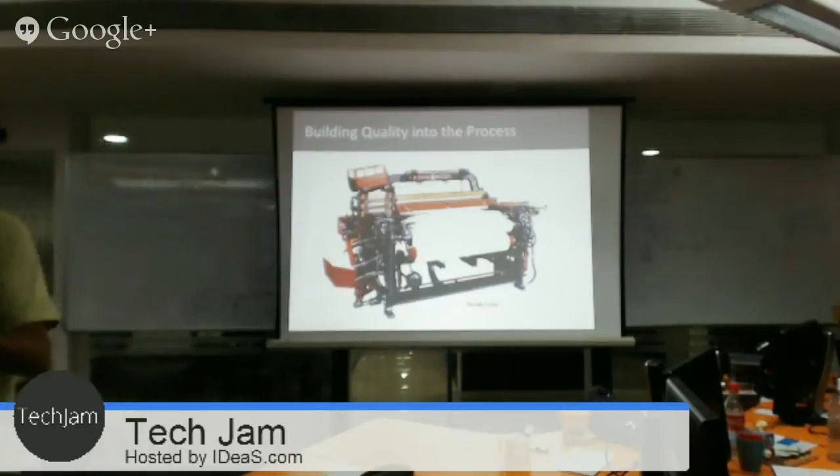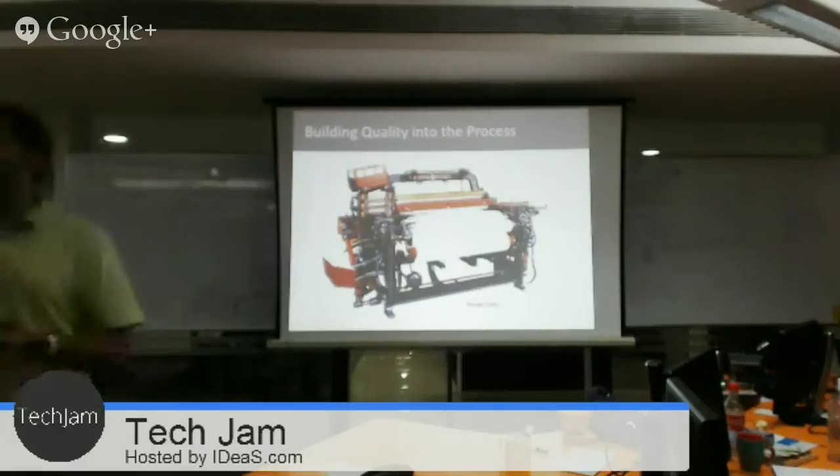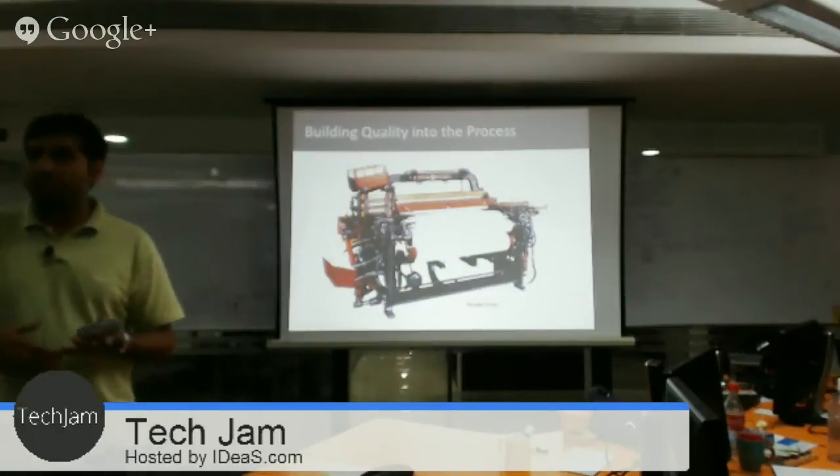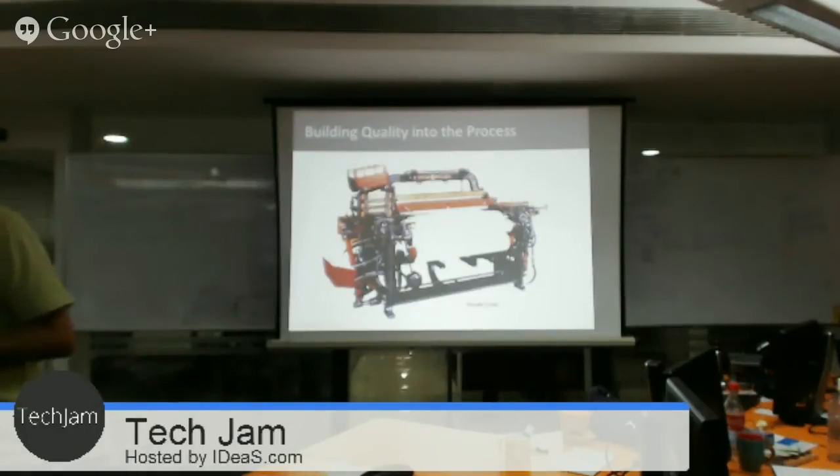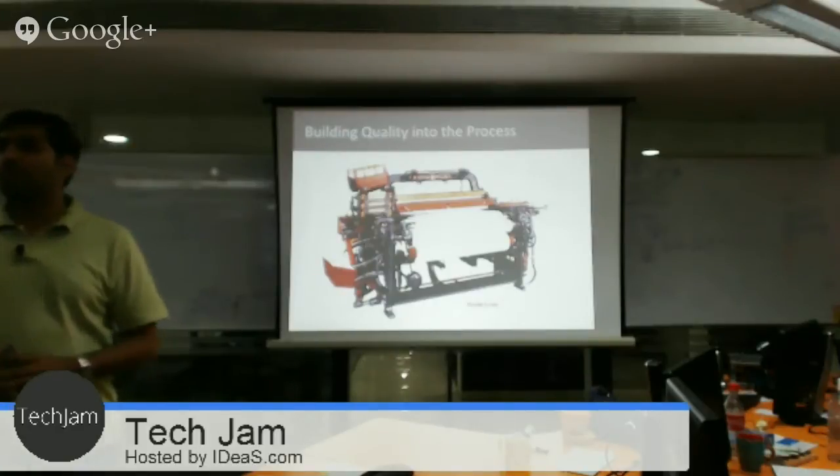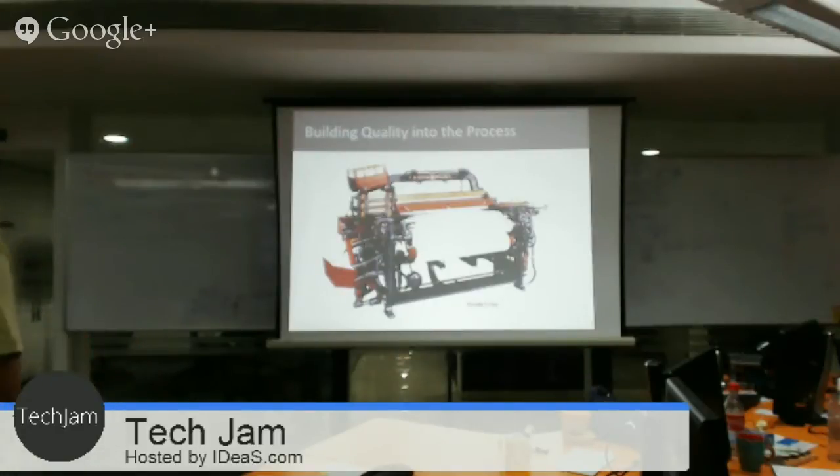So there are two kinds of fundamental thought processes. And the lean guys will tell you inspection is considered harmful, or inspection is wasteful, right? Don't spend time and money on inspection. Instead, mistake-proof your process. So what's the corollary of or parallel to that in the software world?